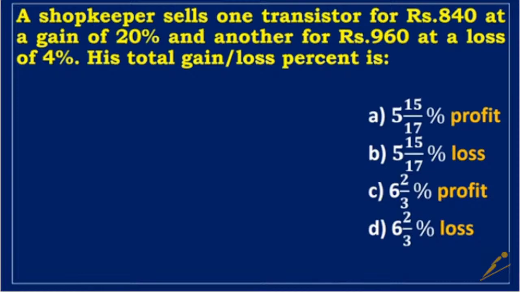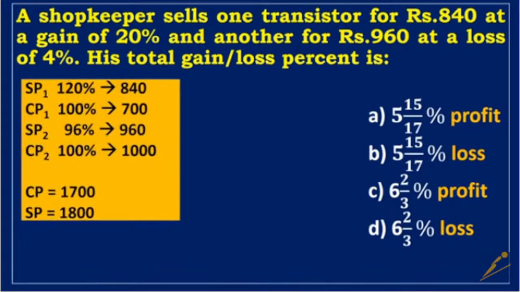Second example. A shopkeeper sells one transistor for rupees 840 at a gain of 20% and another for rupees 960 at a loss of 4%. His total gain or loss percent is, let's assume the cost price of the transistor is 100%. The first transistor was sold by the shopkeeper for a 20% profit. As a result, the selling price is 120%, or 840 rupees.